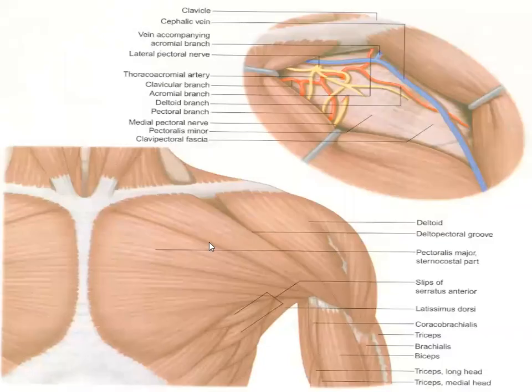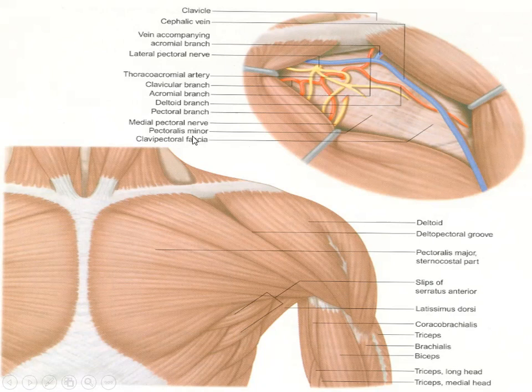Coming to the nerve supply. The nerve supply of this muscle is by two important nerves called the medial and lateral pectoral nerve. If you go back to this picture, when you separate these two muscles, the deltoid and the pectoralis major muscle, in this space you can see two important nerves. One is the lateral pectoral nerve, and then we can also see the medial pectoral nerve.